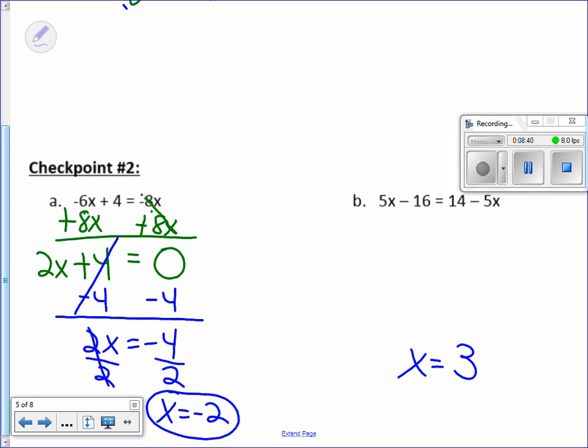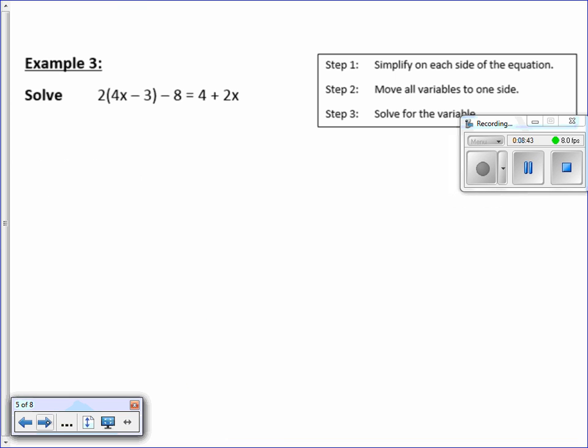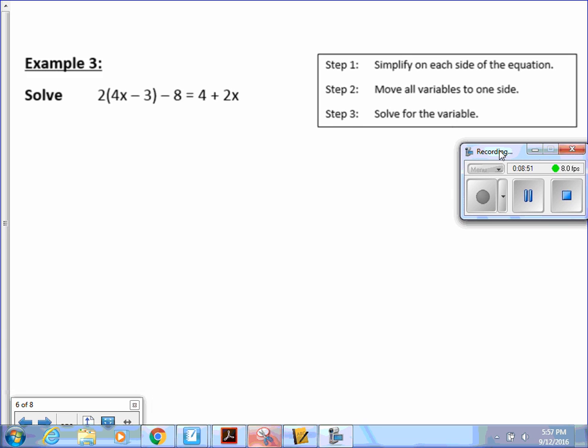If we move on to example 3, example 3 is an example of some of the hardest problems that you'll see from this lesson. So if you can work out example 3, then you're doing good, because this is as hard as it gets.